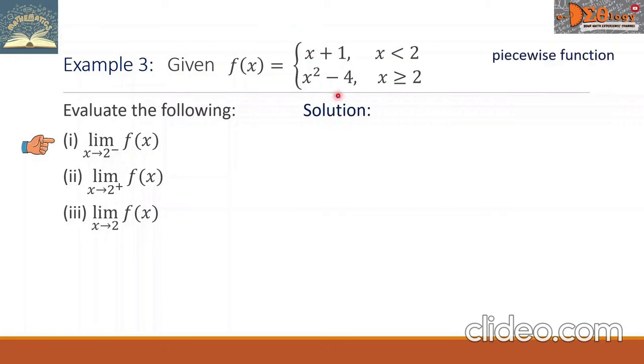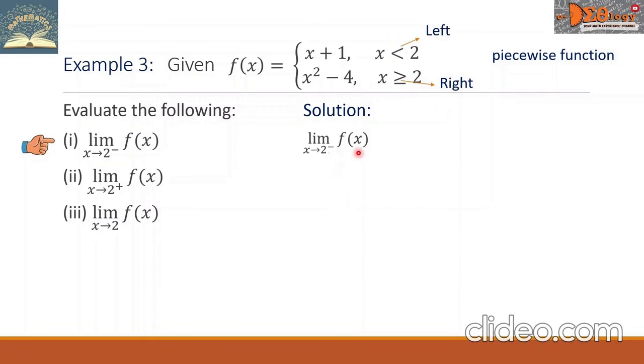Notice that we have here a piecewise function. Let us evaluate the limit from the left side. Now the question is, which of these two functions we're going to use? Take note that when we have here the less than symbol, that pertains to the left hand limit, while the more than symbol means that it pertains to the right hand limit function.